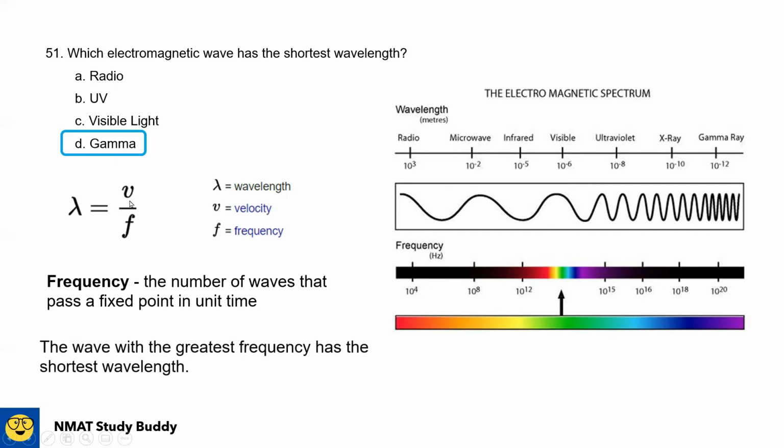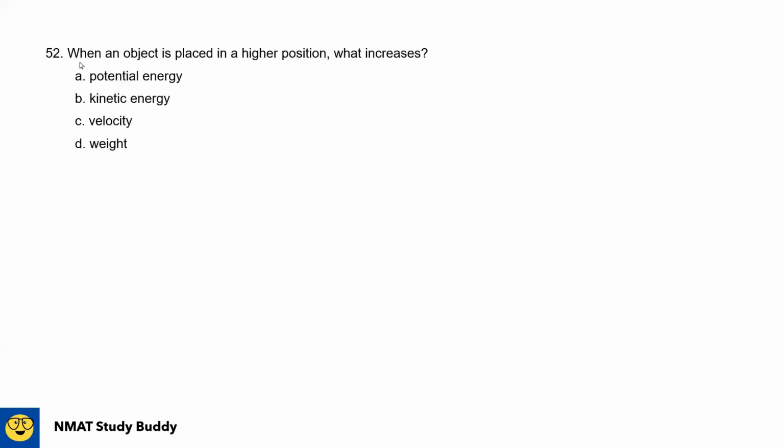So, indirectly proportional sila with each other. Kapag tinaasan ko yung frequency, measured in hertz, so pag nilakihan ko to, liliit yung wavelength. And then kapag nilakihan ko naman yung velocity, hahaba yung wavelength. So, ganun lang siya. Number 52, when an object is placed in a higher position, what increases?